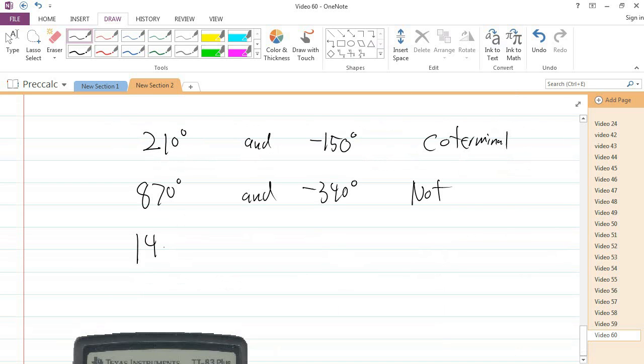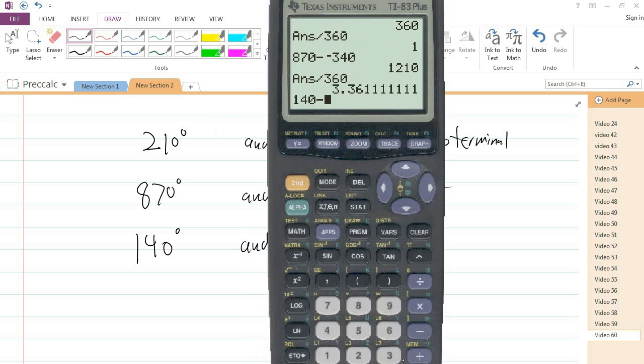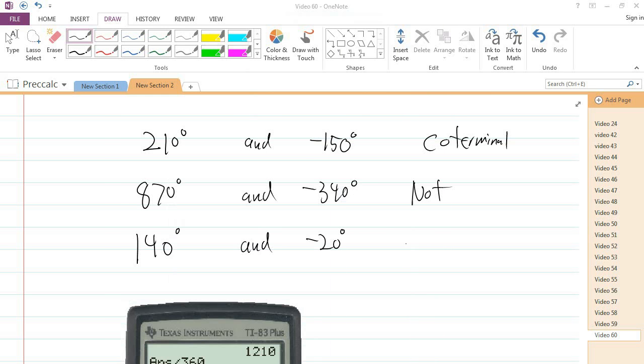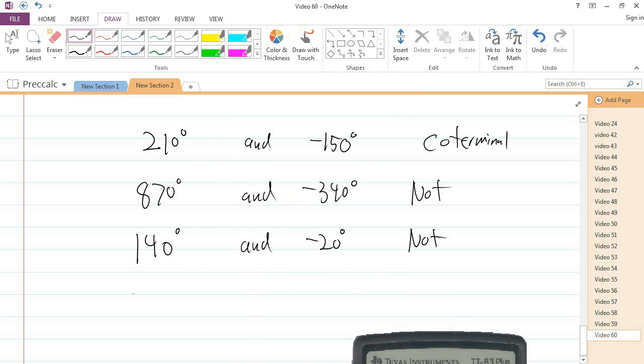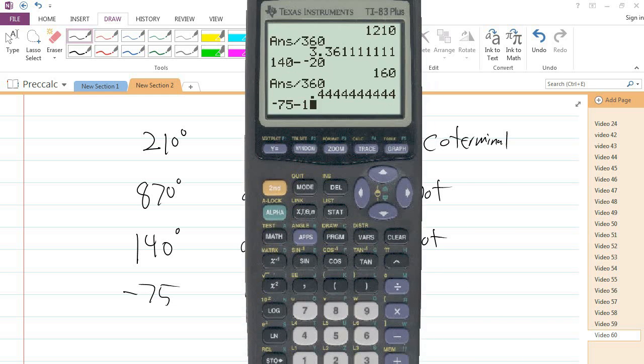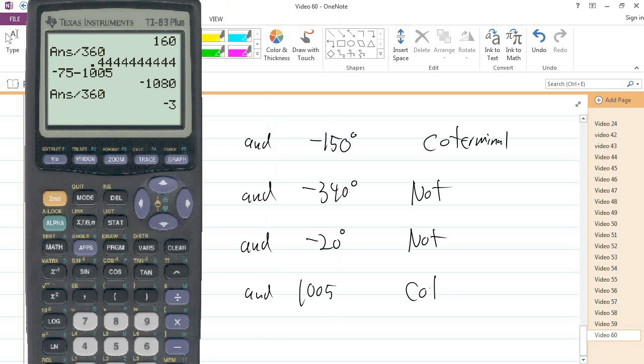How about 140 and negative 20? Well, subtract them. 140 minus negative 20 is 160. That's not going to be a multiple of 360. So these are not coterminal. How about negative 75 and 1,005? Well, negative 75 minus 1,005 is a number. If I divide that by 360, I should get a whole number, which I do, negative 3. So this is coterminal. Coterminal angles have a difference that's a multiple of 360.